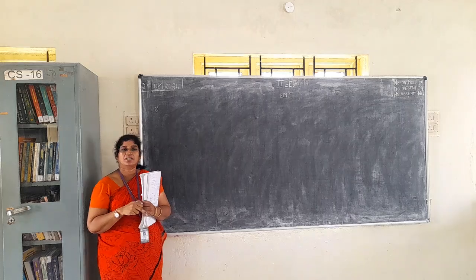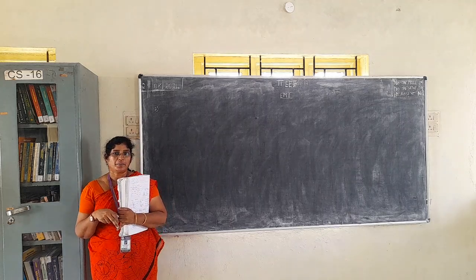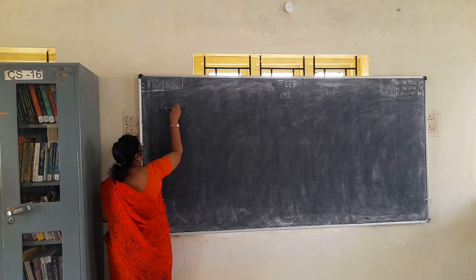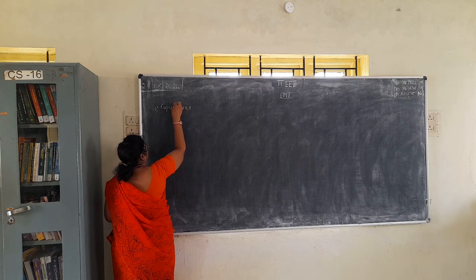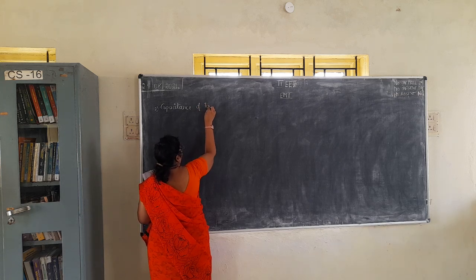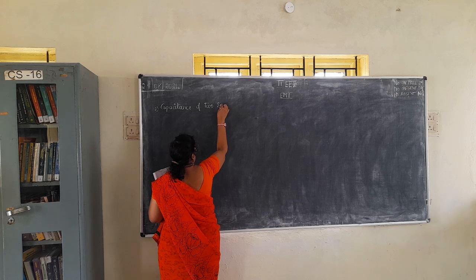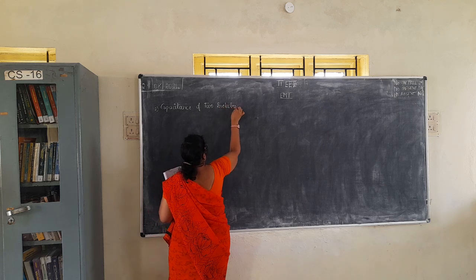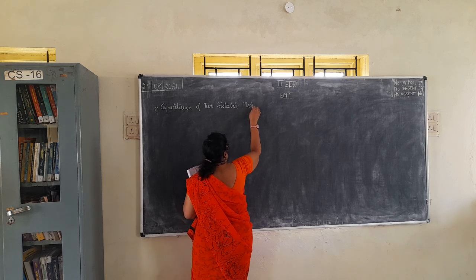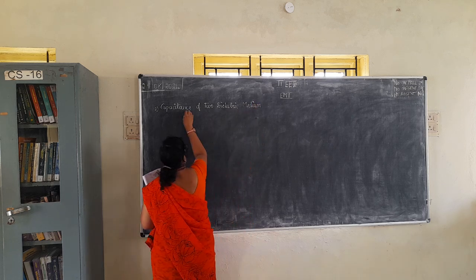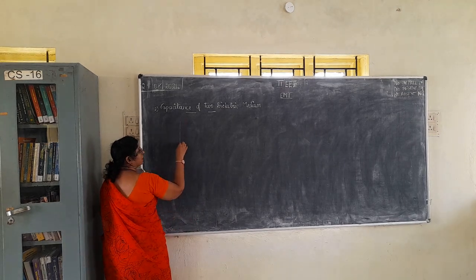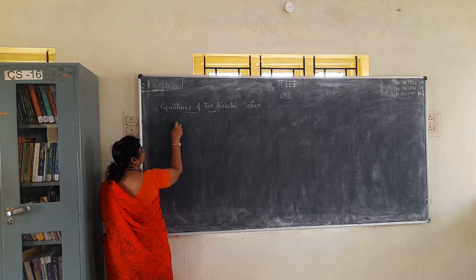So in the previous class we started the capacitance of a parallel plate capacitor. Now the second one: capacitance of two dielectric medium. Actually a capacitor consists of two plates.